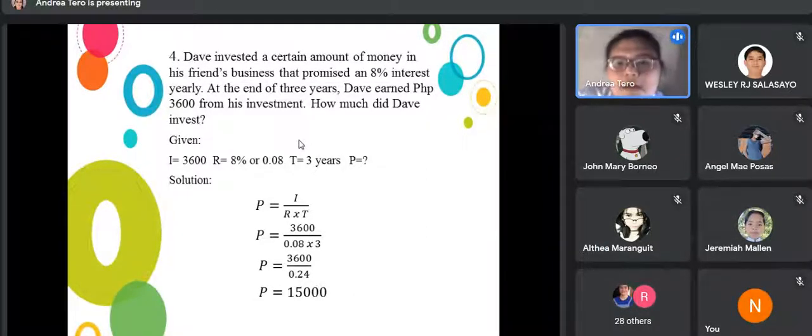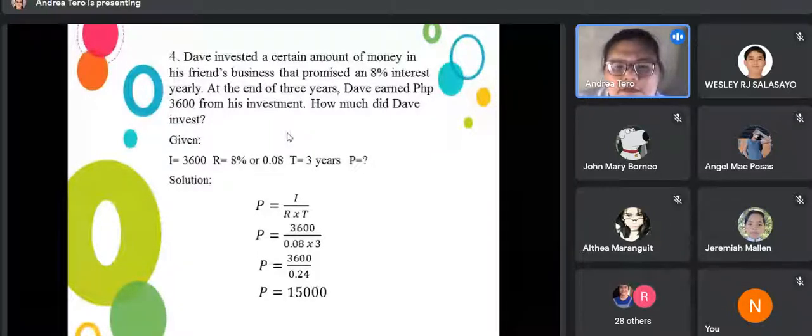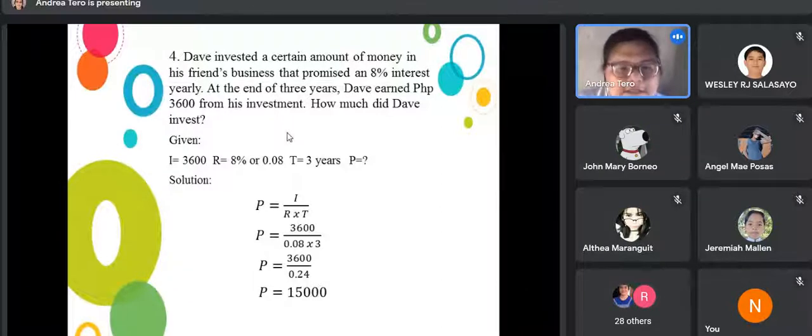So, using the formula, B equals I over RT, from the problem, list down the given para masayon ang mag-substitute. And after you list down, na naman tayo formula, from the magic triangle, where B is equal to interest all over rate times time. And interest all over rate is 0.08% times time 3 years. So that's 3,600 over 0.84. That gives us the answer of 15,000 pesos.